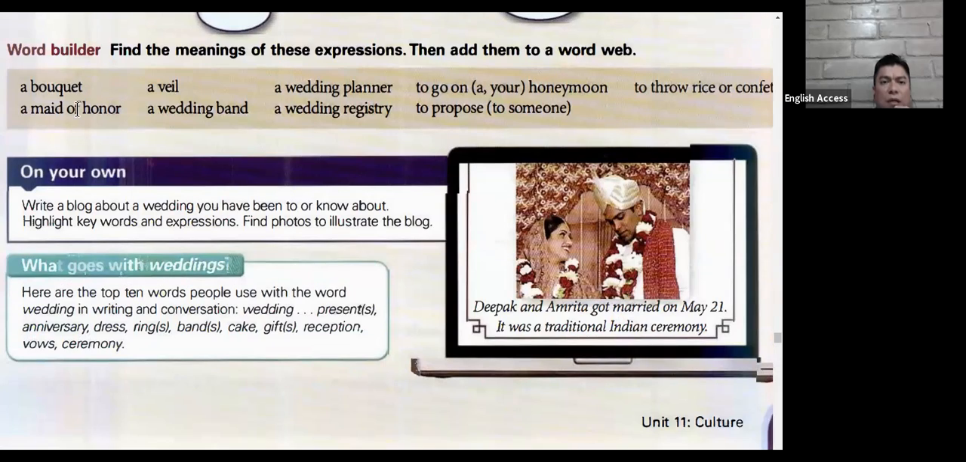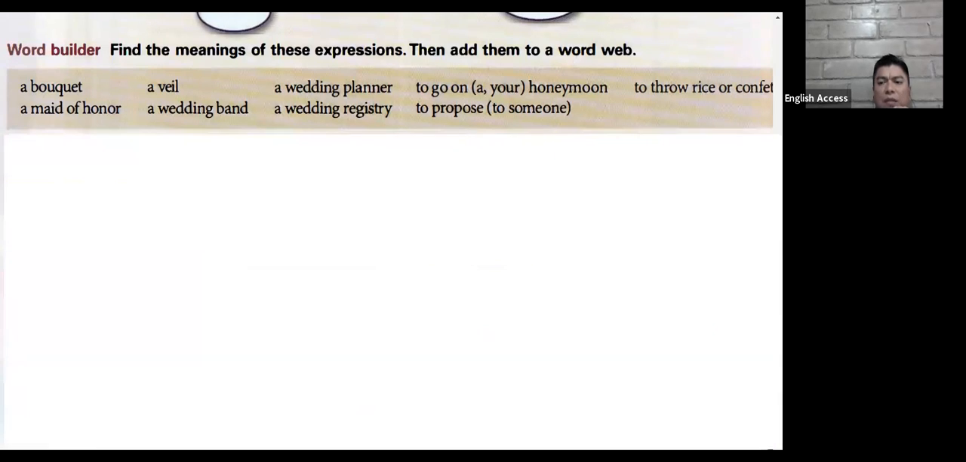I'm going to cover the one that is not necessary to do right now, which is on your own. But what you can do is find the meanings of these expressions, then add them to a word web. So please find the meaning of expressions, for example, a bouquet, a maid of honor, a veil, a wedding band, etc. And compare with your classmates, please.